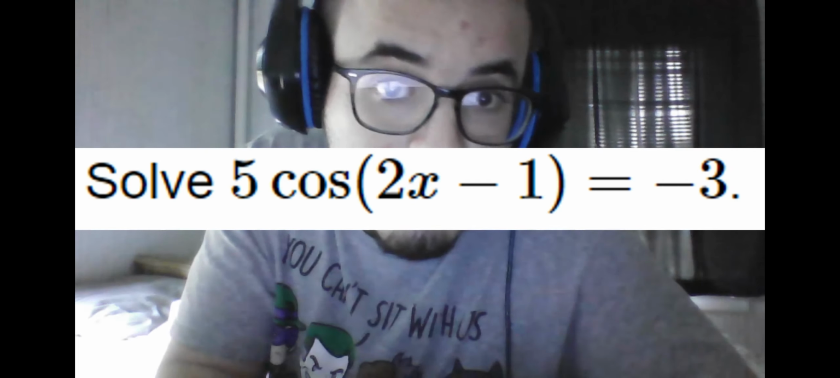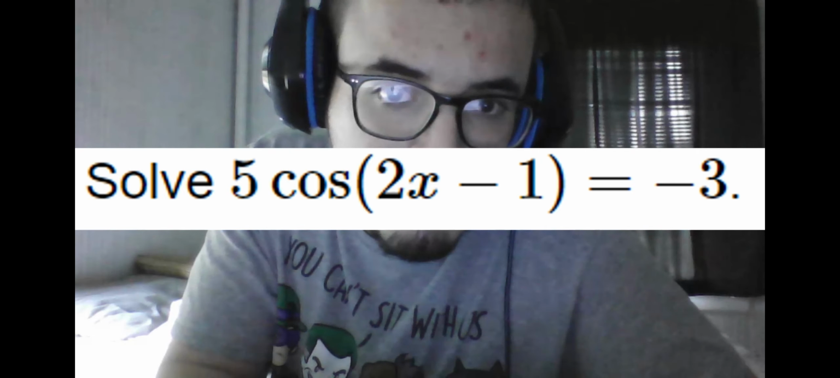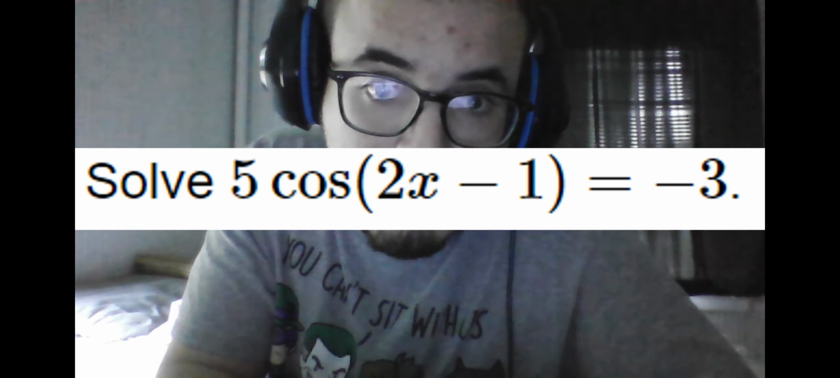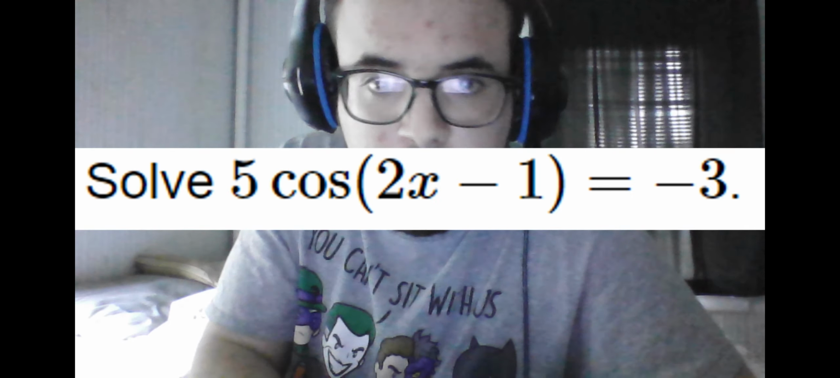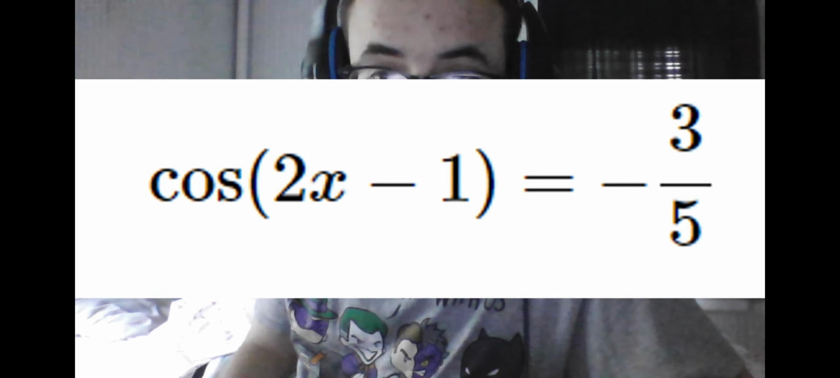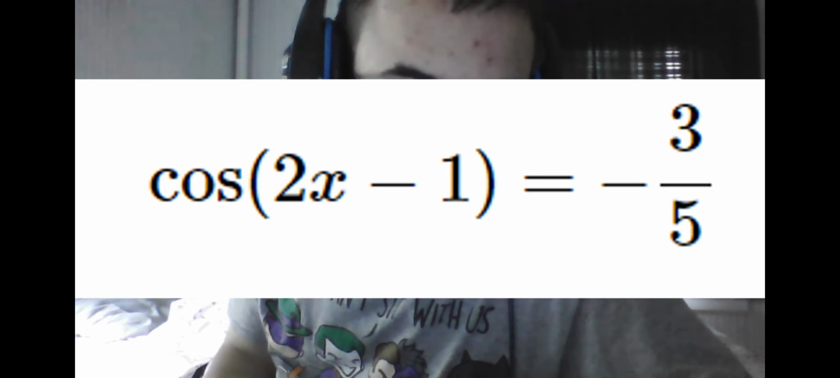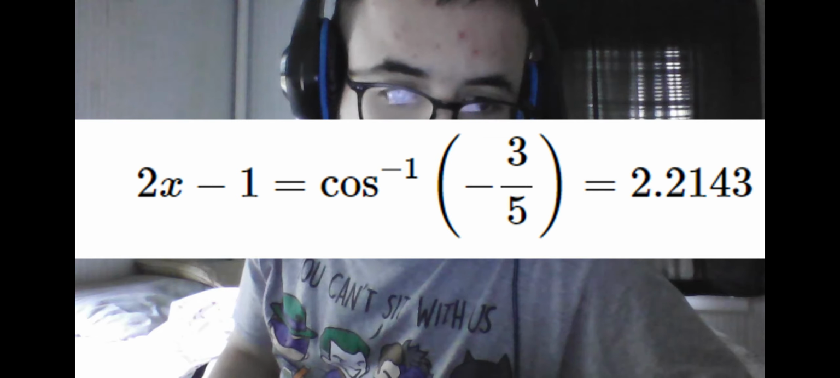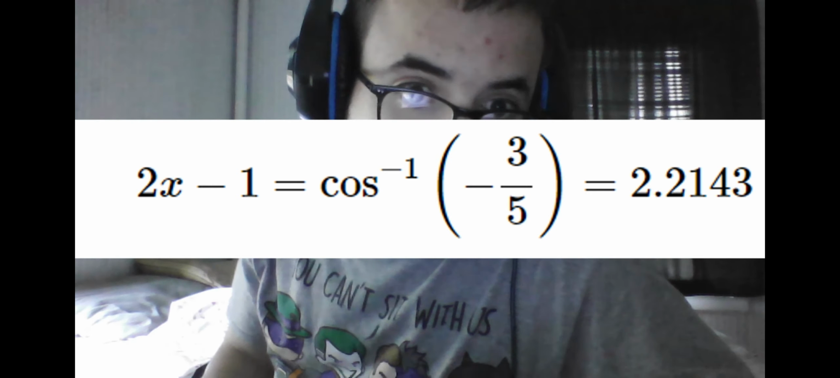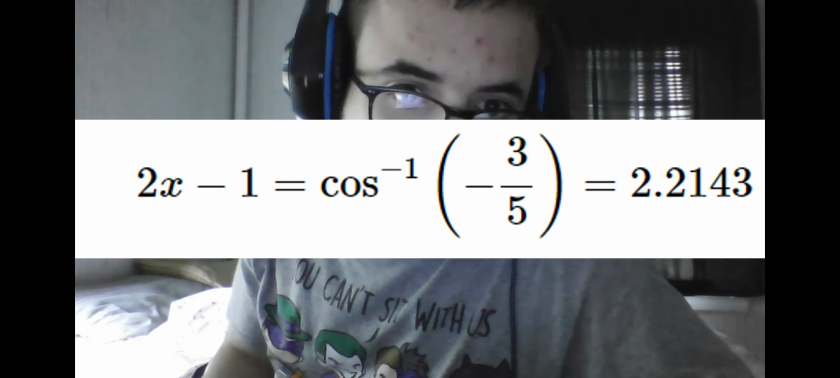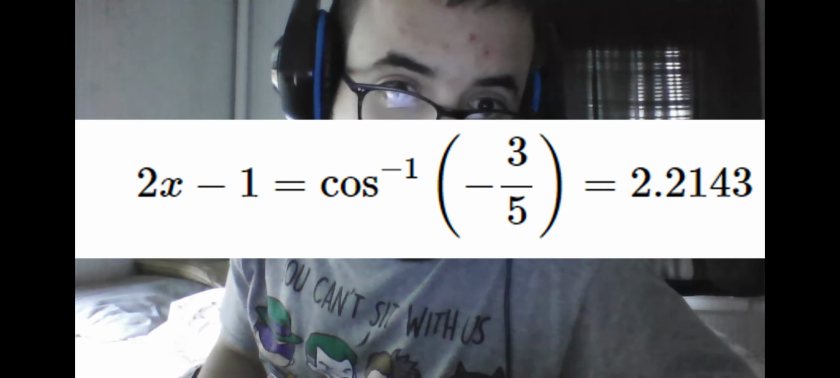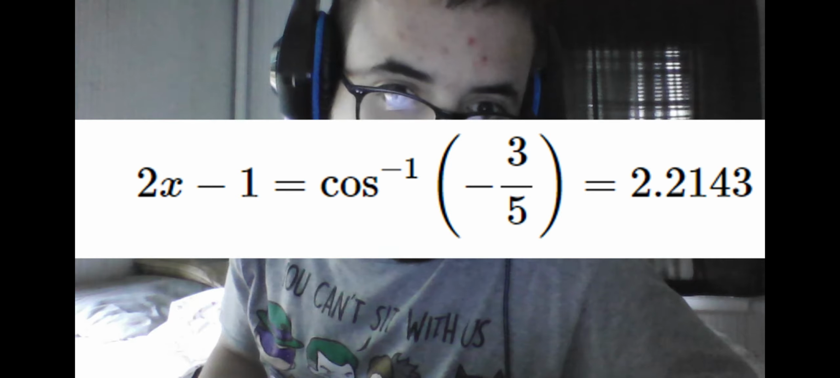For example, if we are given 5 times the cosine of 2x minus 1 equals negative 3, and we want to solve it for x, we would divide both sides by 5. Then we would take the inverse cosine to get 2x minus 1 by itself. And it looks like so far the method is similar to what we saw in the last video, but we will see problems later on that involve more complicated methods.